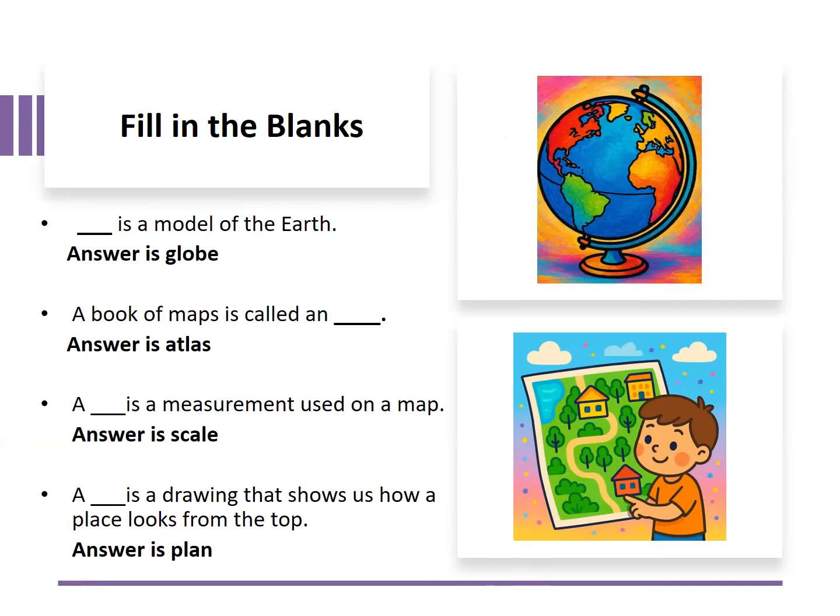Blank 1, _____ is a model of the Earth. The answer is globe. Blank 2, a book of maps is called an ______. The answer is atlas. Blank 3, a _____ is a measurement used on a map. The answer is scale. Blank 4, a ____ is a drawing that shows us how a place looks from the top. The answer is plan.